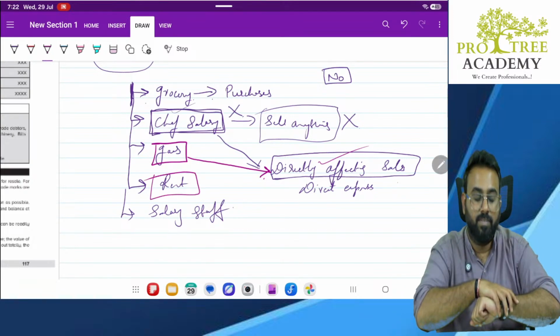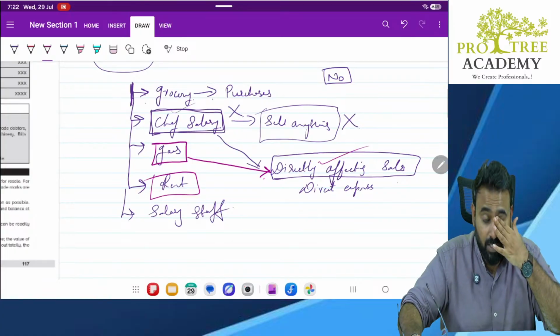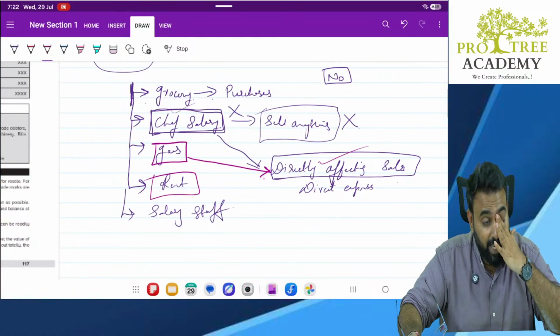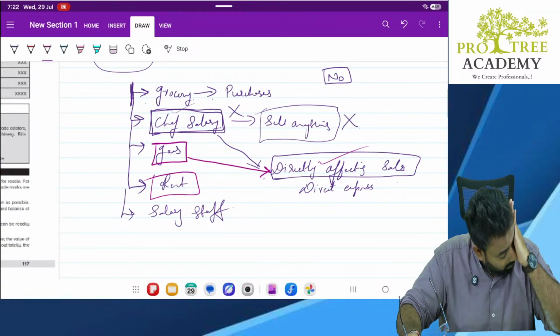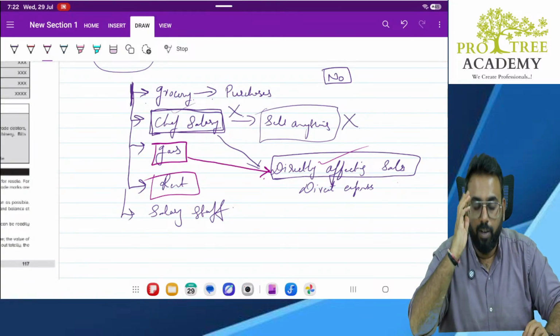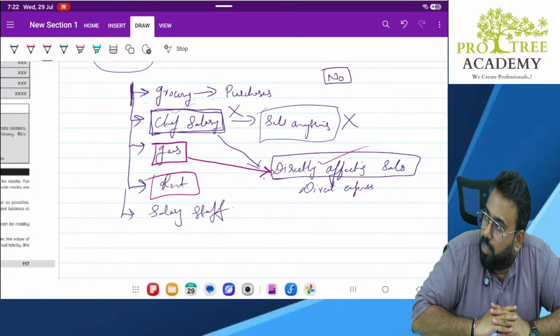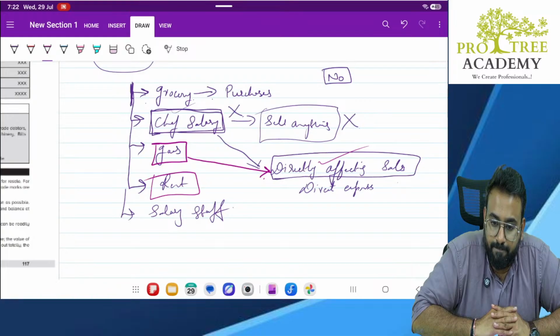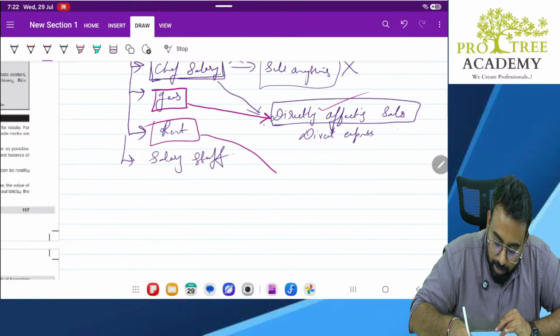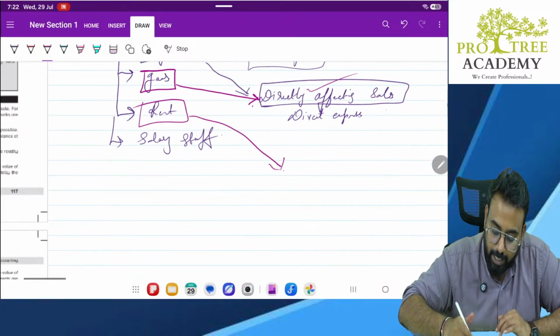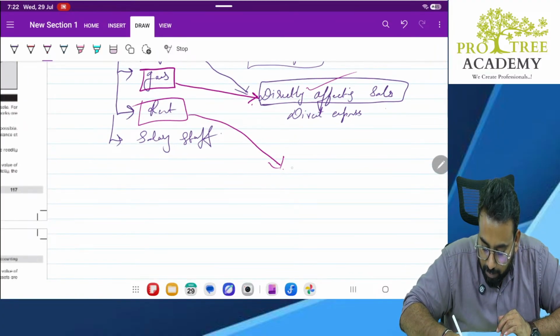Now coming to rent. Rent is a concept in restaurants which is very peculiar. Some say it can be direct expenses, some argue it can be indirect expenses. Sir, explain to us properly. Now my question to you, without rent, can you run the restaurant business? Yes? No? Rent is paid for what, sir? Rent is paid for the building, sir.